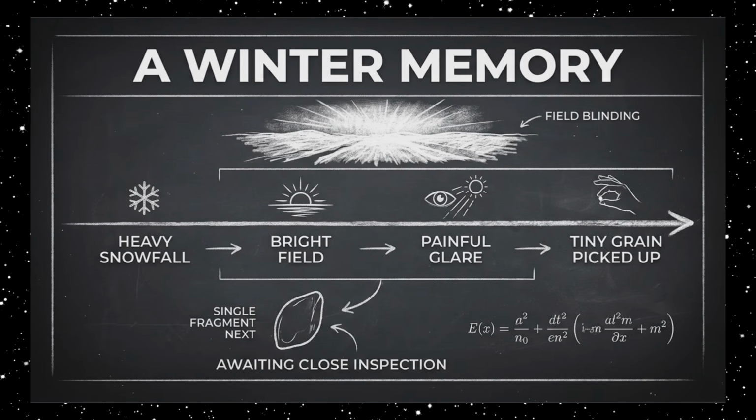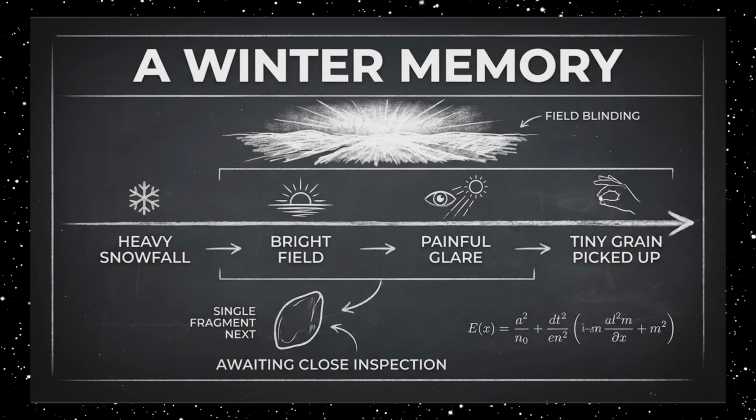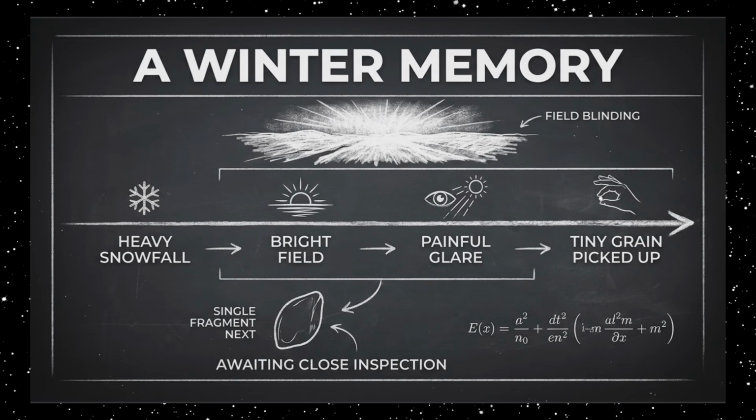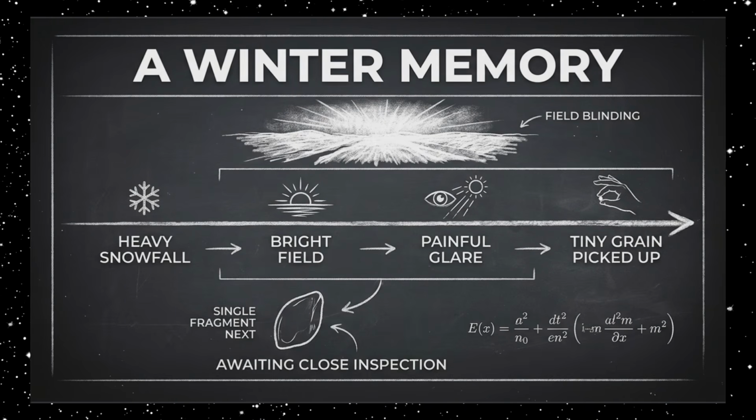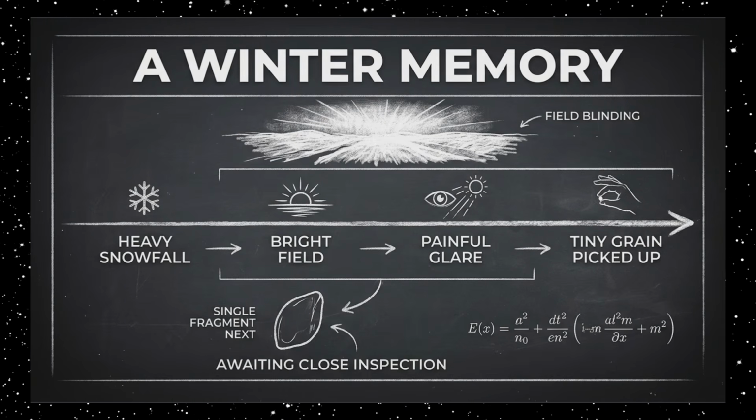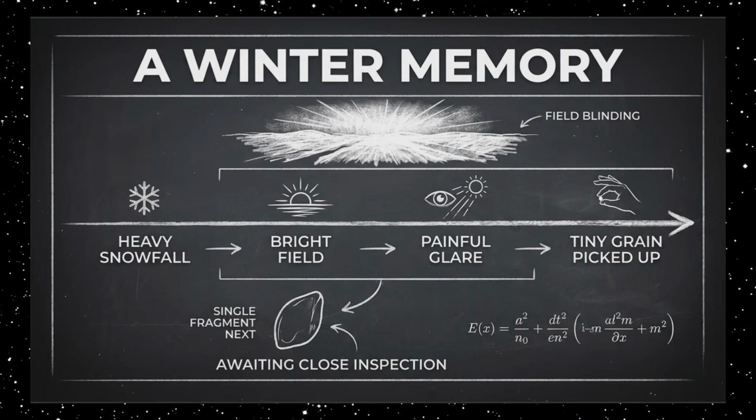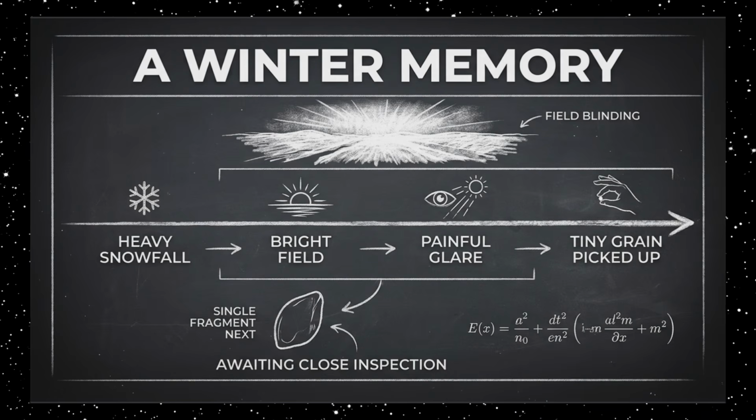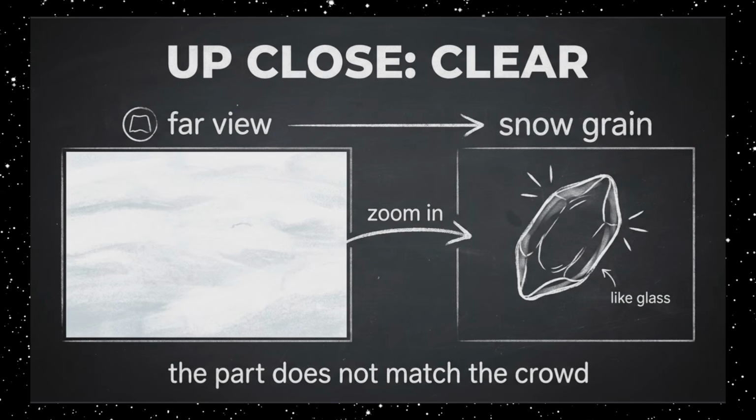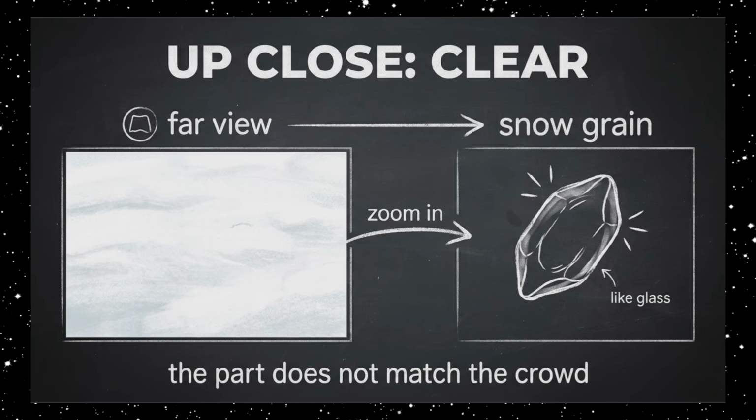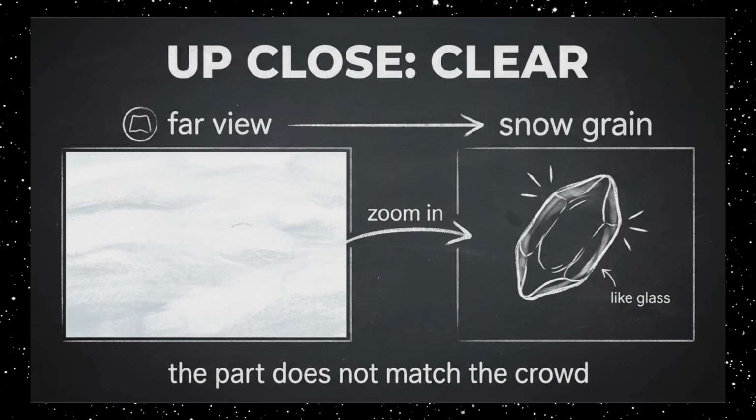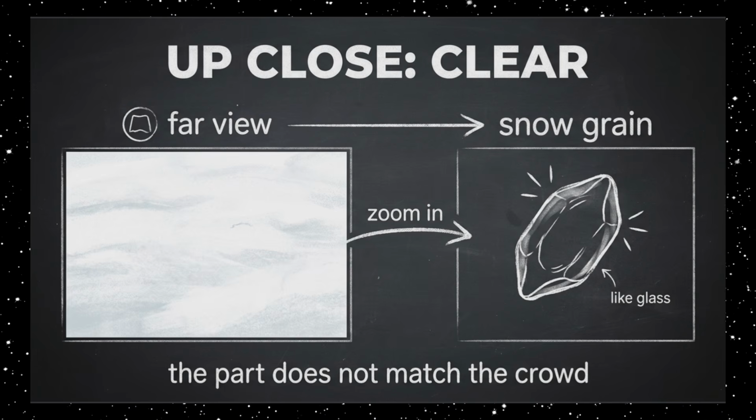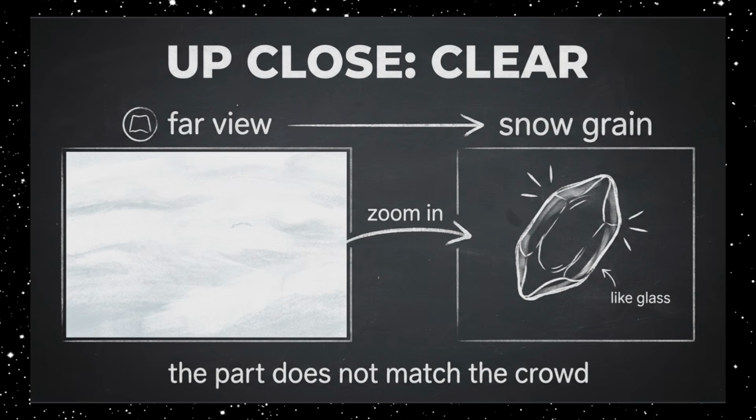I will leave you with one last thought. There was a winter when I was much younger, and I remember walking through a field after a heavy snow had fallen. The snow was so bright that it hurt to look at, and I remember bending down and picking up a single tiny piece of it, holding it on my fingertip and watching it. And up close, that tiny grain, that single fragment, was not white at all. It was clear. It sparkled. It had the look of a piece of glass.